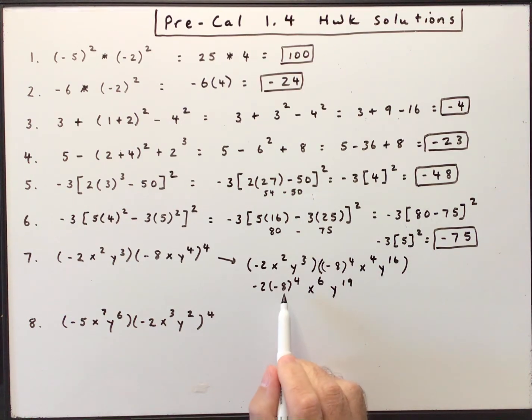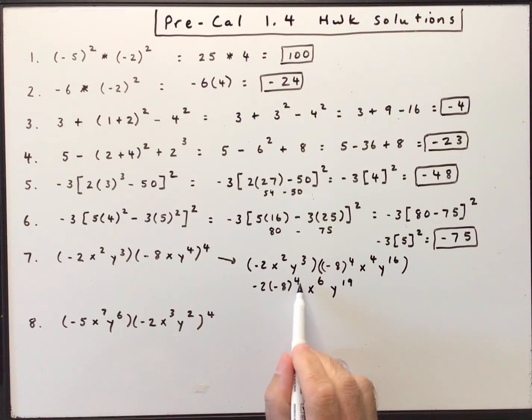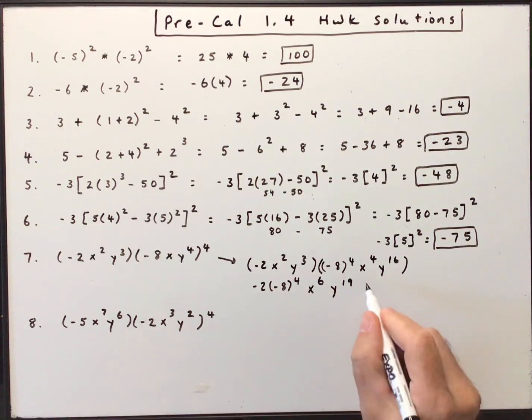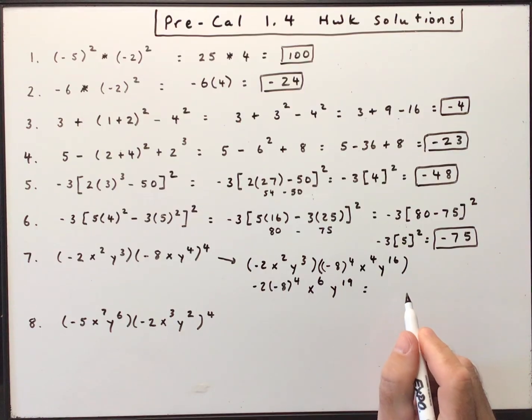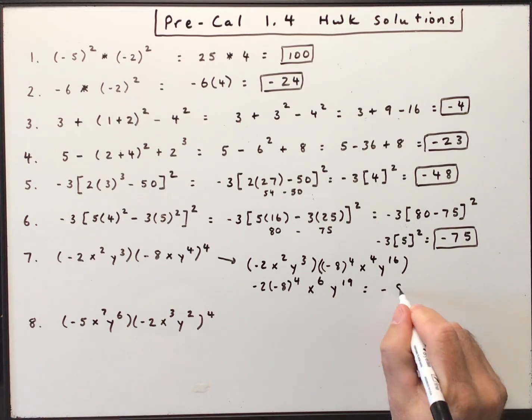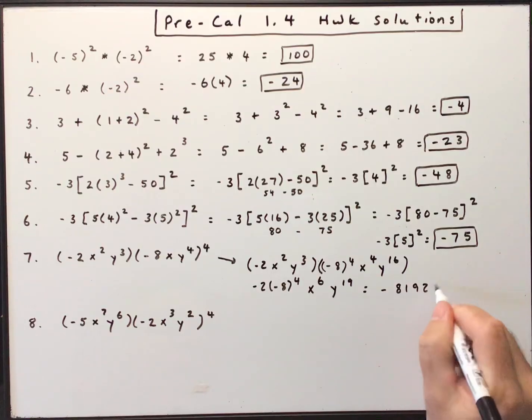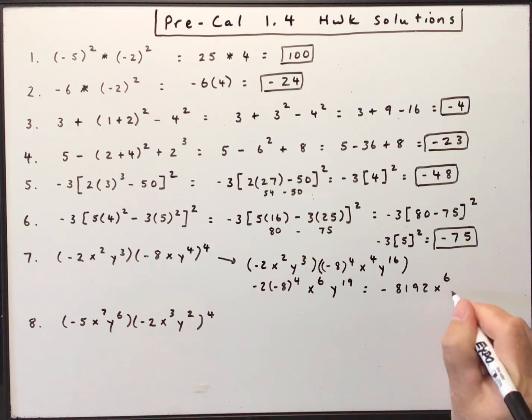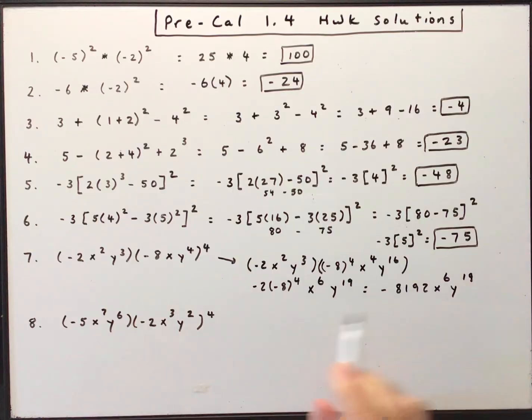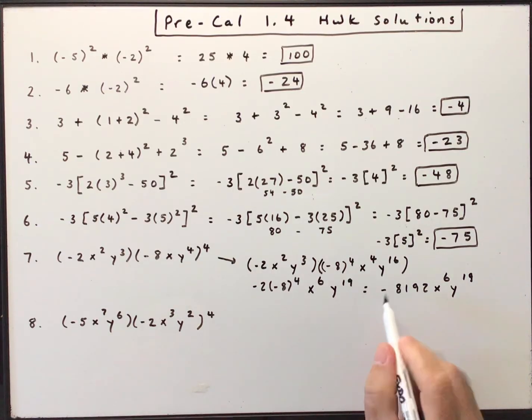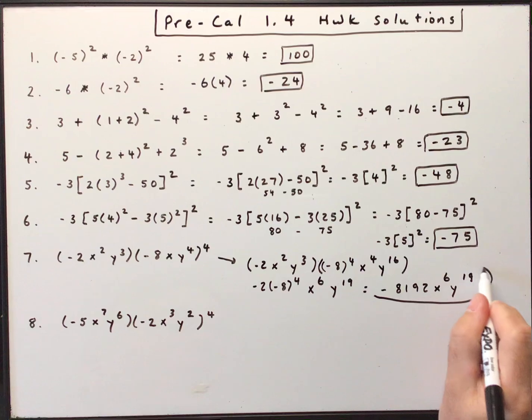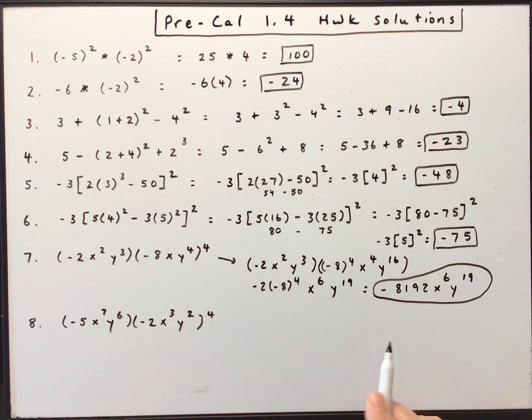All right, so if you take in your calculator negative 8 to the 4th, that's going to give you a positive number. And then multiply that by negative 2. That would give you negative 8192 x to the 6th y to the 19th. So you can go ahead and use your calculator to see what 8 to the 4th is. I certainly wouldn't expect you to have that memorized. But negative 8192 x to the 6th y to the 19th is the answer.